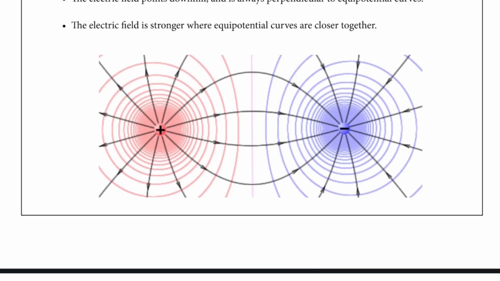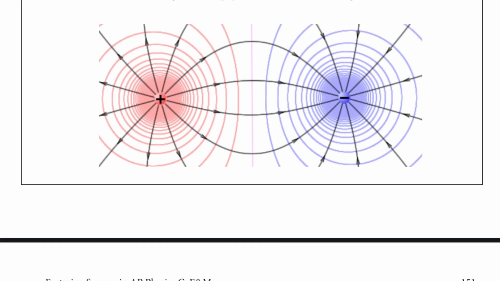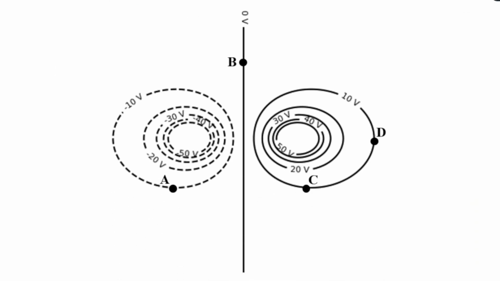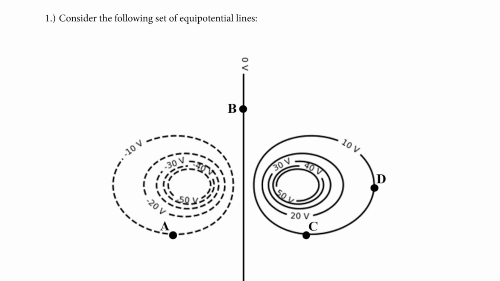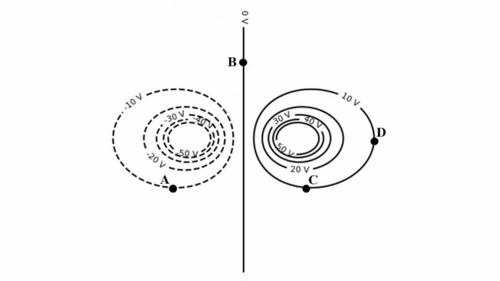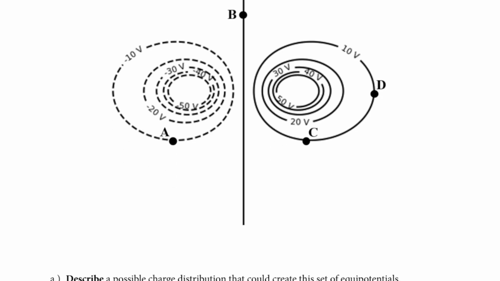So here's an example. We can see that the field lines point from positive to negative, where the reds would be positive heights or hills, and the blues would be negative heights or valleys. And we see it's perpendicular to every one of those curves. So here's a familiar looking equipotential curve if we flip the page. So here's a set of lines. We see that on the left, there's these negative heights, and on the right, there's these positive heights, and I have some points labeled.